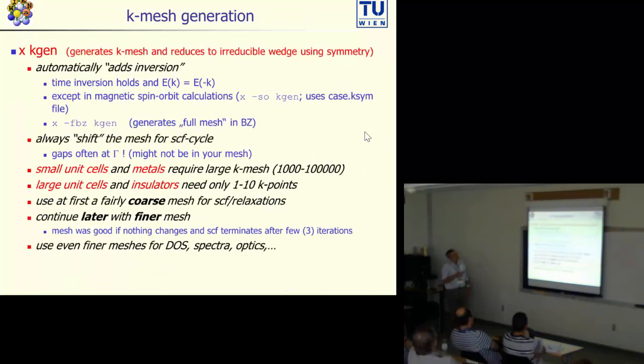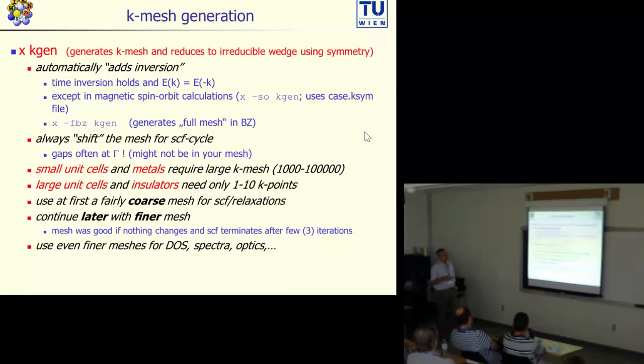This K-mesh is generated with this program KGen. We use symmetry, and we automatically always add inversion because we have time inversion symmetry, except in magnetic spin-orbit calculations. We'll hear a little bit more, I think, on that point anyway by Javier.